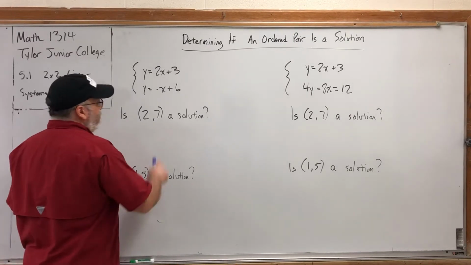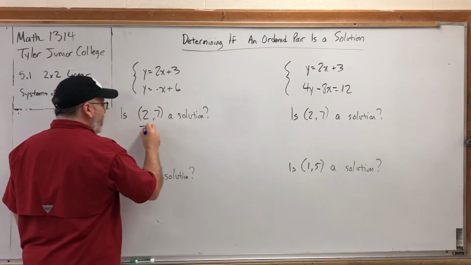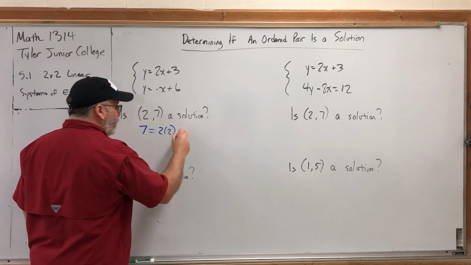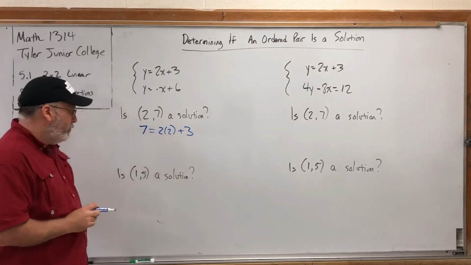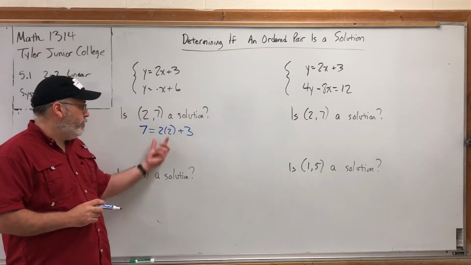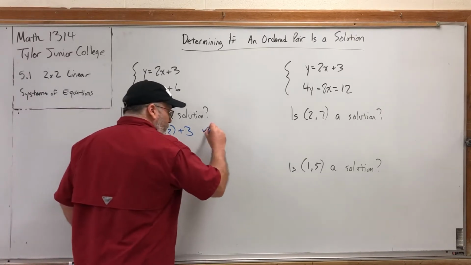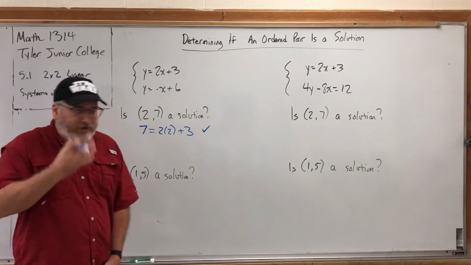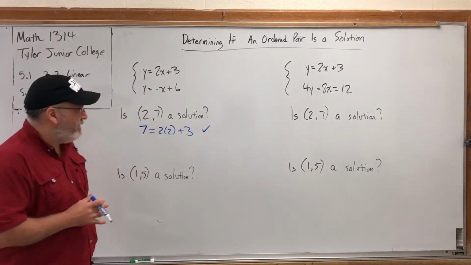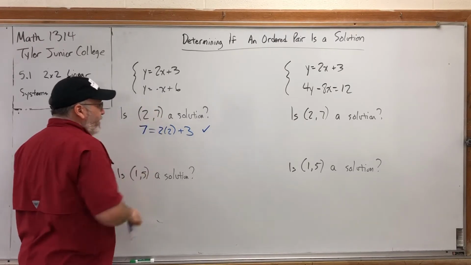Starting with the first equation. If we take the first equation and substitute 7 for the y and 2 for the x, we get 7 equals 2 times 2 plus 3. True or false? Doesn't take too long to see that this one is true. 2 times 2 is 4. 4 plus 3 is 7. So we're good on the first equation. But to be a solution to the system, you have to make every equation true simultaneously. So now let's check 2, 7 in the second equation.